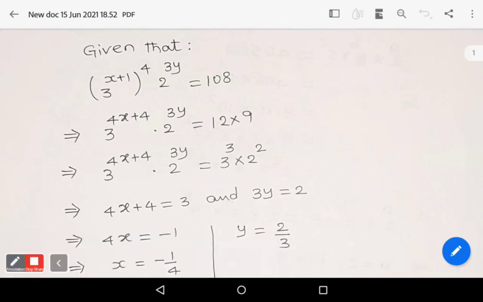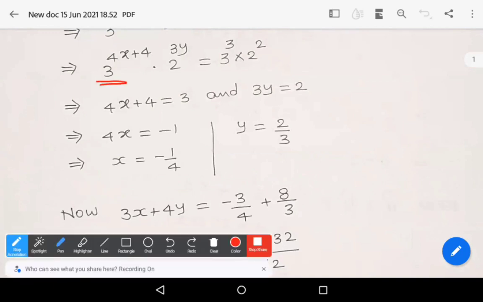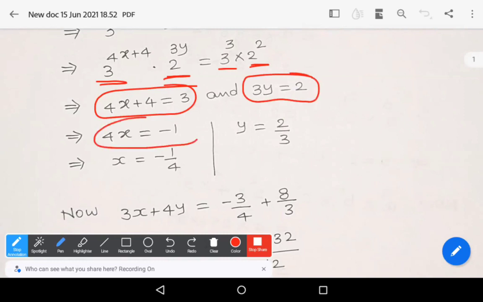Now equating the exponents on both sides. The bases are the same. You observe that here is the base 3, here is the base 3, here is the base 2, here 2. The bases are equal, so exponents are also equal. 4x plus 4 is equal to 3 and 3y is equal to 2. So we get 4x is equal to minus 1, x is equal to minus 1 by 4. It is very trivial, y is equal to 2 by 3.